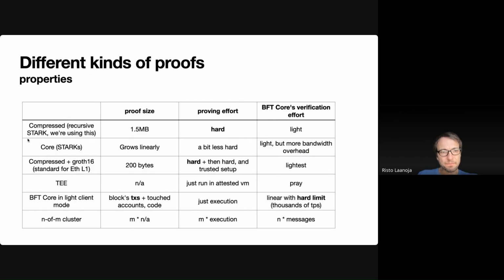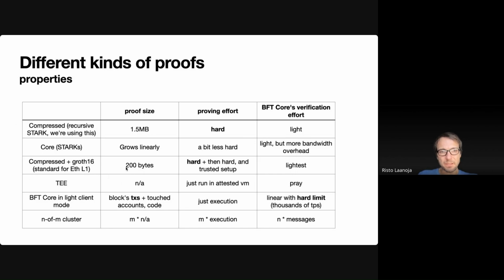There are like three different kinds of ZK proofs. This is 1.5 megabytes, which I demonstrated, which is a recursive STARK. Proving is hard, verification is simple. When there is an input, the so-called core proof grows linearly and is a bit less hard to generate. Maybe we save a minute of proving time if we use the core STARKs.